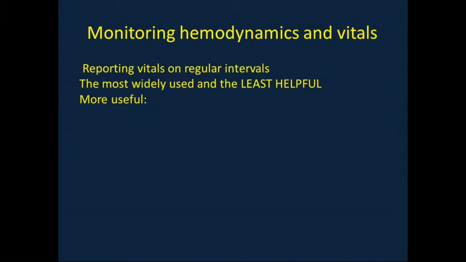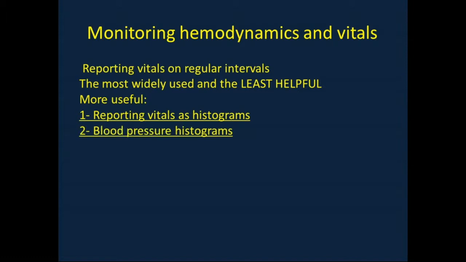But vital signs can be reported in other different ways, and these ways can be much more helpful for interpretation in a physiologic and pathophysiologic interpretation, and can help in early prediction of any deterioration, either the hemodynamics or the respiratory status. Number one, reporting vital signs as histograms. And this will be the first part of the presentation.